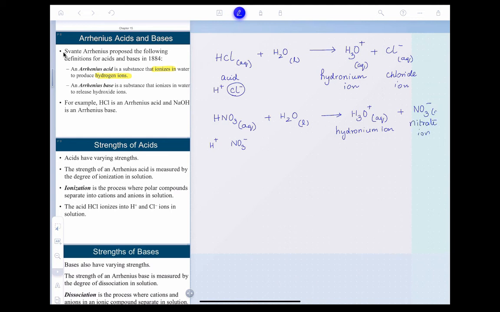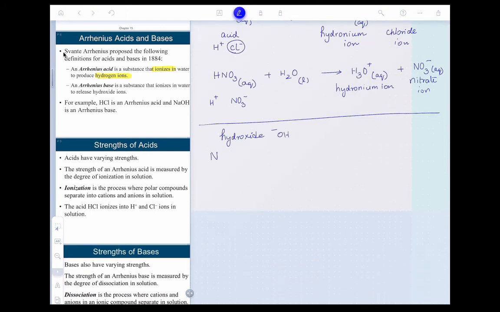So according to Arrhenius, anything that gives you hydrogen ions, which will combine with water to form the hydronium ion, is called an Arrhenius acid. Similarly, an Arrhenius base is any substance that releases hydroxide ions. So here, instead of releasing hydrogen ions, we're looking at hydroxide ions.